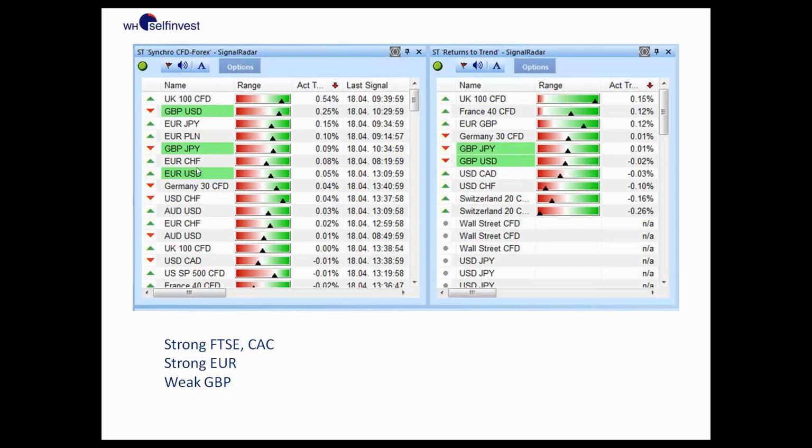Let's see if we can find another example. If I go into this table, well, I can see here on the left, sterling against dollar short, sterling against yen short. I have nothing here. Let's pop to the other side. Sterling against yen, also this strategy is short. We can also see another strategy short sterling.